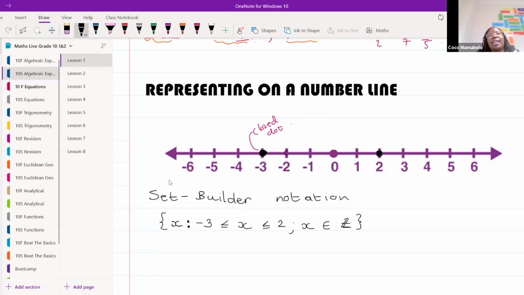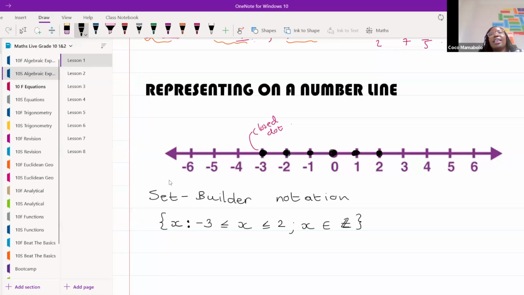Good. Princess says at -2. Good. At all the other numbers. Give me another number, guys. 0. Good. Where else? Good, Princess. -1. And at 1. Beautiful.